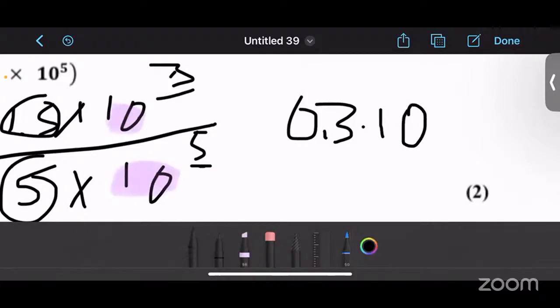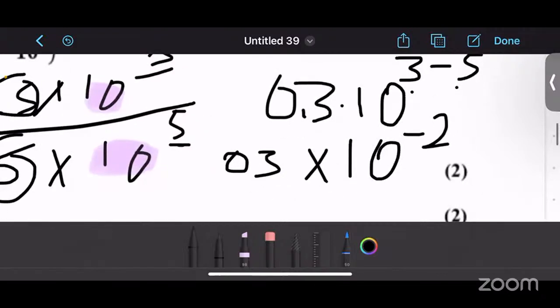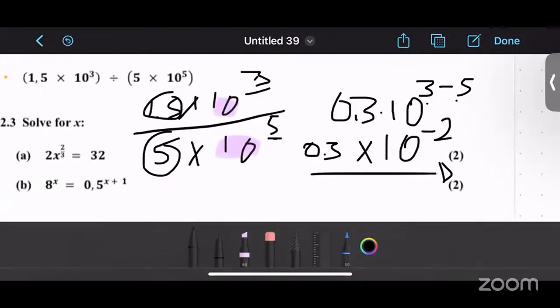So that means we're going to have 10. What is 3 minus 5? So it's going to be 0 comma 3 multiplied by 10 to the power of 3 minus 5, which is equal to negative 2. So our final answer is 0 comma 3 multiplied by 10 to the power of negative 2. Are we happy?